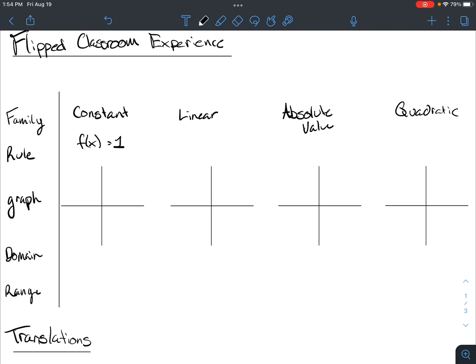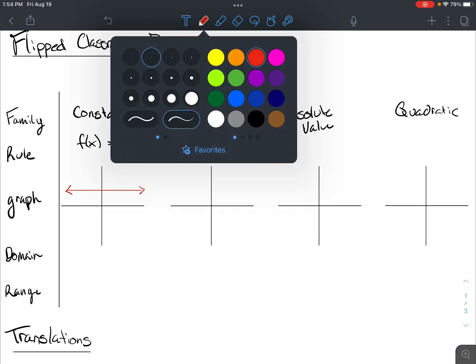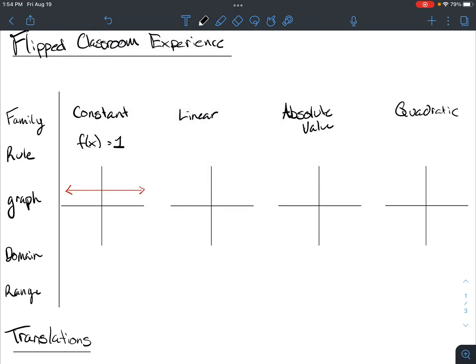Now what this is going to look like on our graph, it's just going to look like a straight line. No matter what x we put in, our y value is always 1. So let's actually grab a different color for this. So no matter what, our y value is always 1.